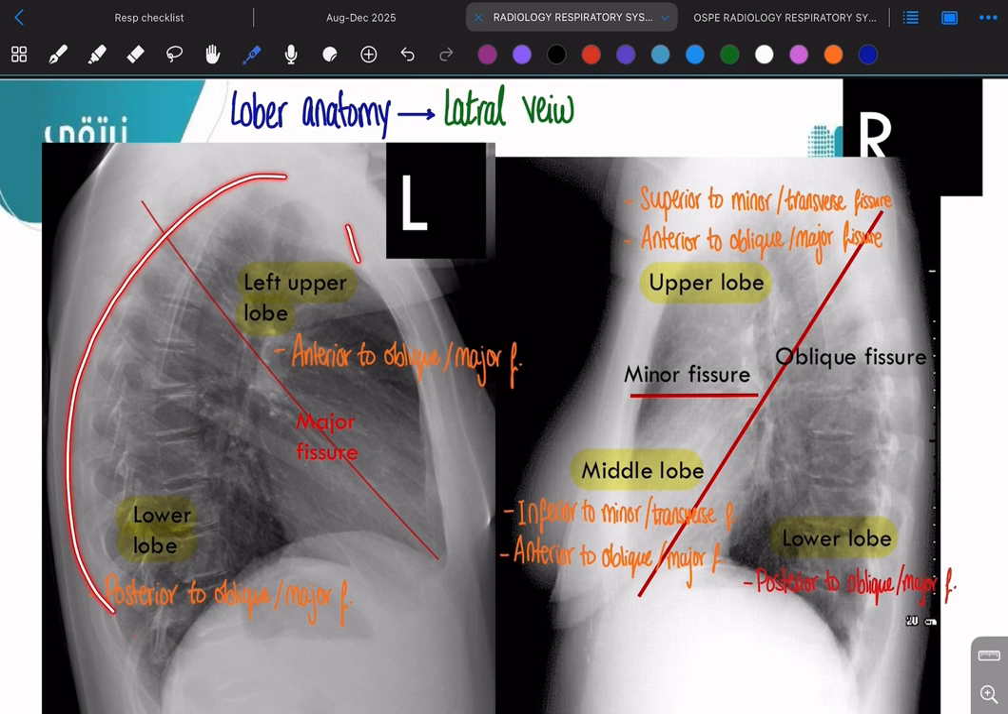And this is a lateral view as well, okay? So these two are lateral views. One of them is right and one of them is left. How are we going to differentiate with the fissures? The fissures are going to show us whether this is the right or left side.